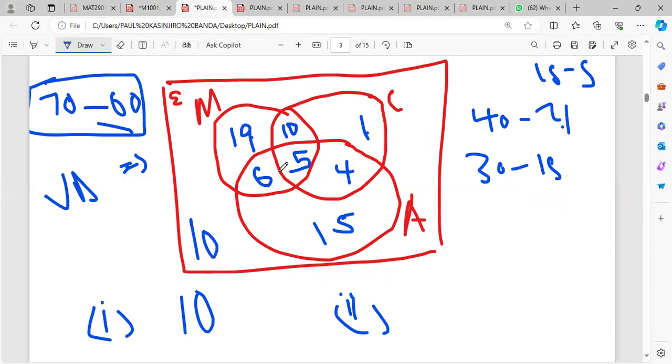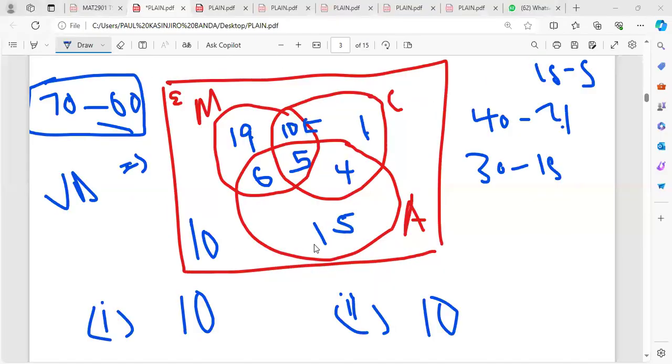So what are we going to get here? So cholera and malaria, but not asthma, are these people here, which is just 10, right? Okay, cholera and malaria, but not asthma, is just 10 people again. This has 10 here.